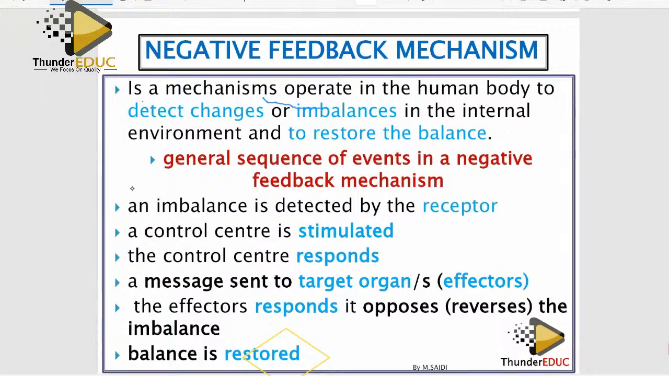A negative feedback mechanism is the mechanism which operates in the human body to detect changes or imbalances in the internal environment and restores the balance. And restores the what? The balance. Now, let me give you an example, because why do we use the word negative feedback mechanism? Let me give you an example.